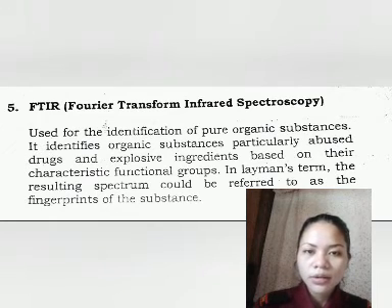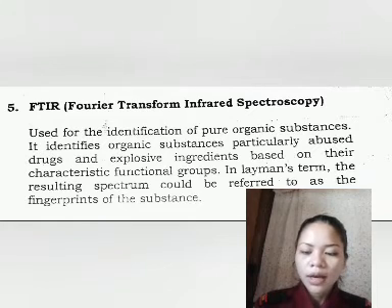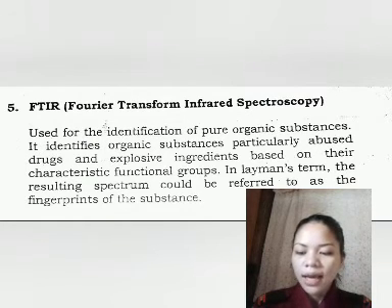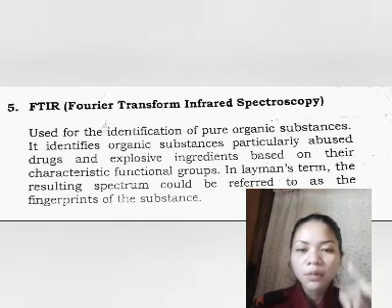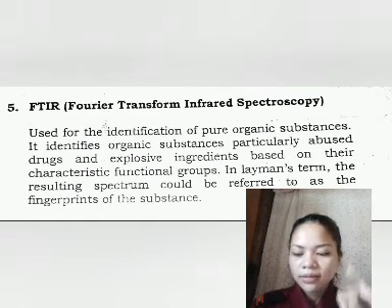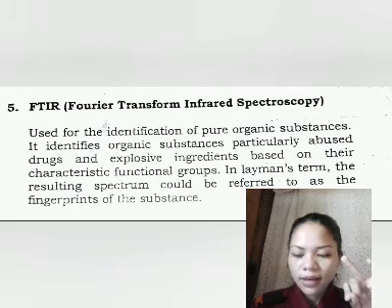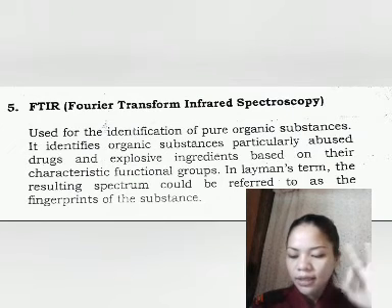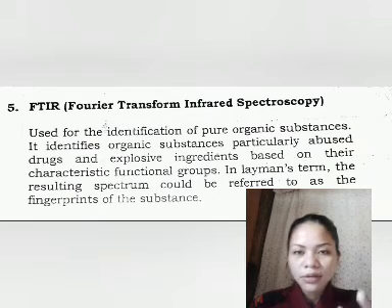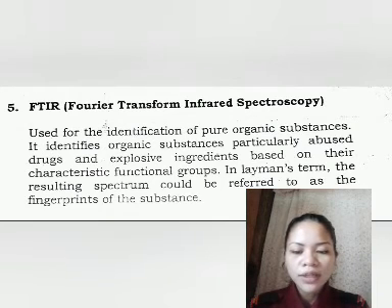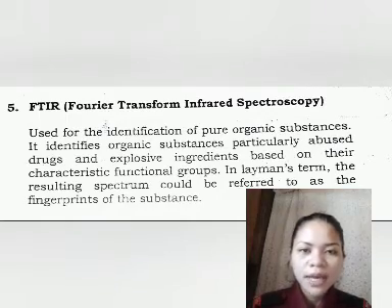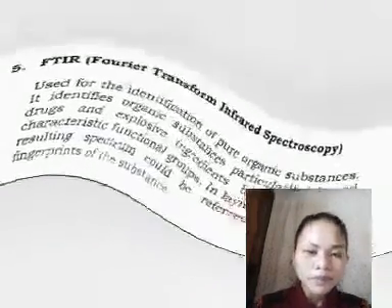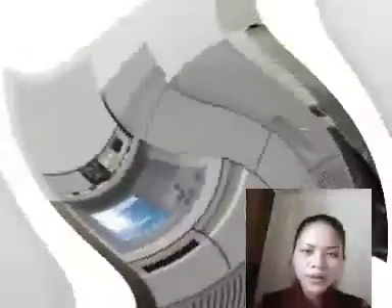So that's all for the five equipment used in forensic examination. First is high-performance liquid chromatography. Second, ultraviolet spectrophotometer. Third, enzyme multiplied immunoassay technique. Fourth, scanning electron microscope. And fifth, Fourier transform infrared spectroscopy. So remember those five equipment used for forensic examination.